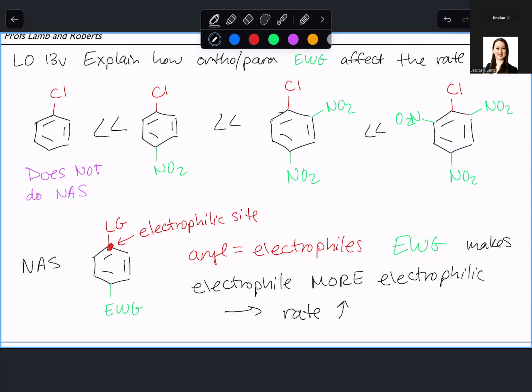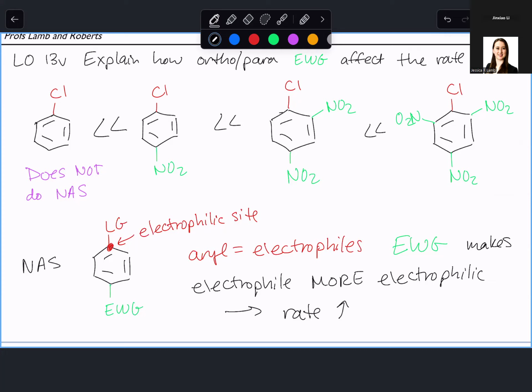So this is opposite to EAS, where the ring was a nucleophile and electron withdrawing groups made it worse at its job. Now, electron withdrawing groups are making it better at its job. So this is why understanding the mechanism of the reaction should be able to help you rationalize why these trends happen the way that they do.